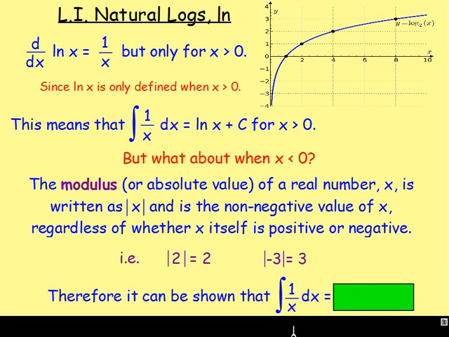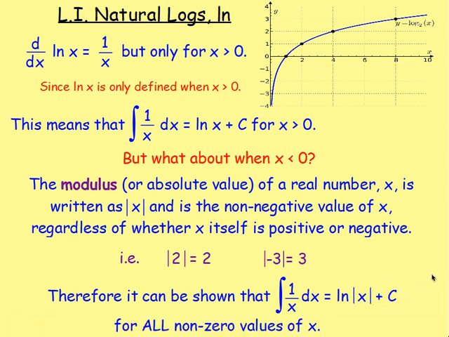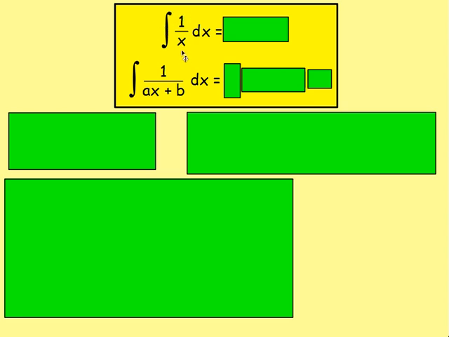So, if we integrate 1 over x with respect to x, remember, you get ln x plus c, but only when x is bigger than 0. So that can be shown by writing ln with modulus signs around your x. So 1 over x would go to ln of modulus x, and again, you've got plus c. And that will be true for all positive and negative non-zero values of x. So, quick recap: if you integrate 1 over x, you get ln x plus c, but remember, you need the modulus signs around your x.